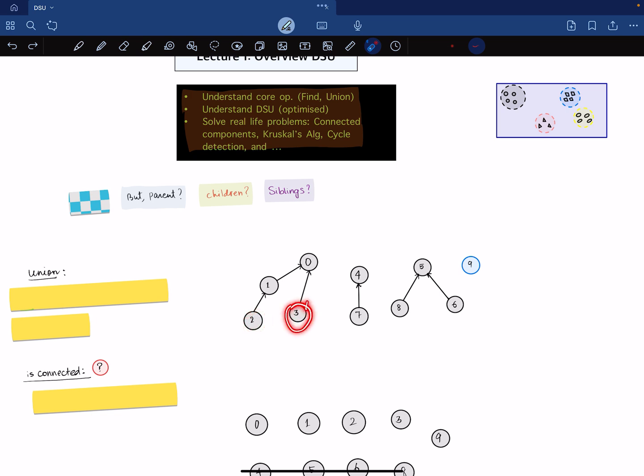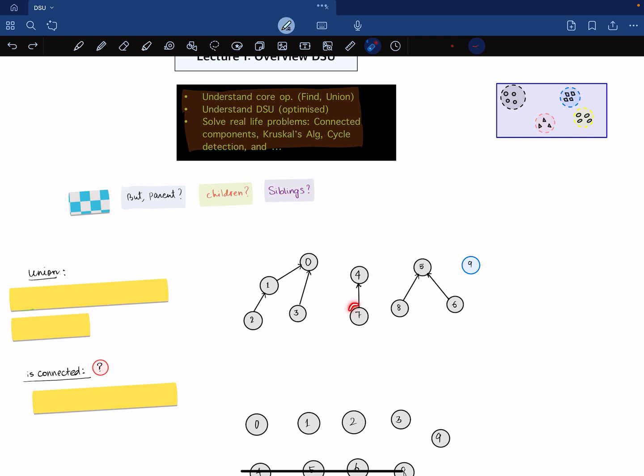Why? Because the parent of 3 is 0, while the parent of 2 is 1. Okay. Is 9 a sibling? No, 9 is not a sibling. Why? Because we need another node. We cannot have an independent singleton sibling. So whenever we try to compute sibling, we compare with more than one node.